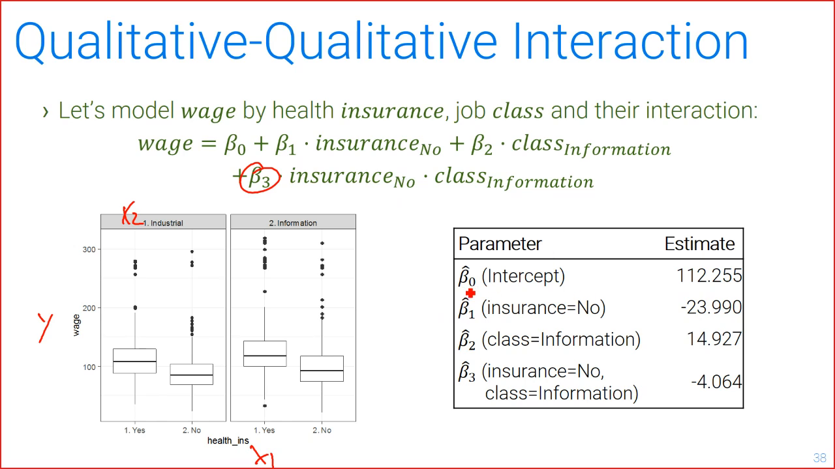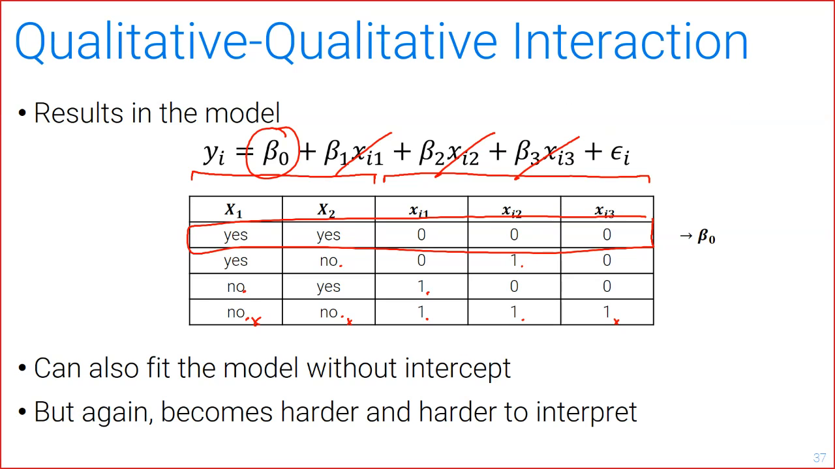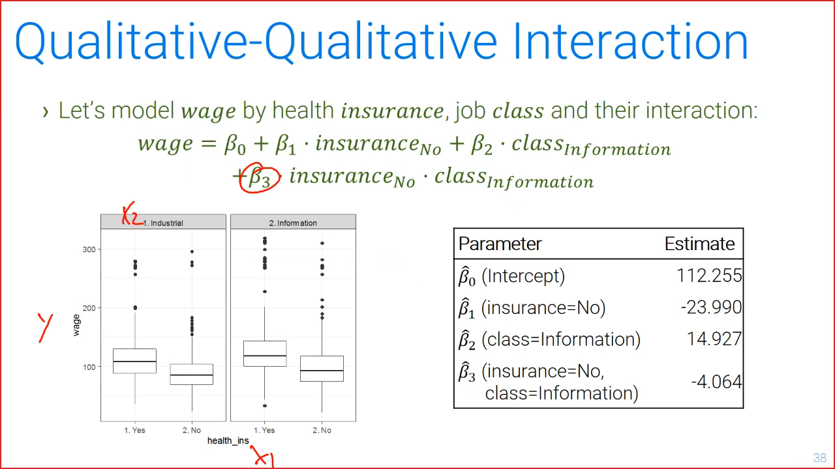So the first one is telling us what the intercept is. And this again corresponds, as we know, to this one specific case in which the dummy variables are inactive. In our case, this corresponds to insurance equals yes, and industrial job. So it corresponds to this one here. So beta 0 would be the average for this group here. This is beta 0. Let me actually clean a little bit. Here we have beta 0.